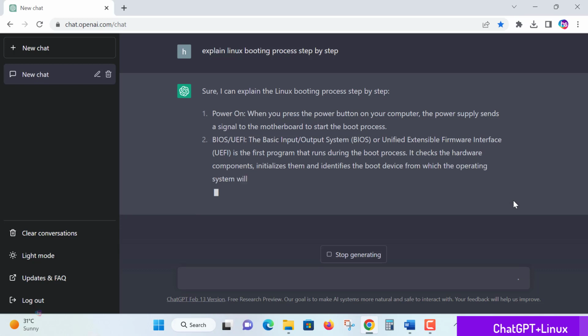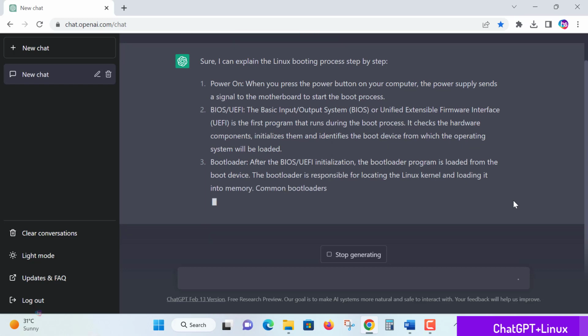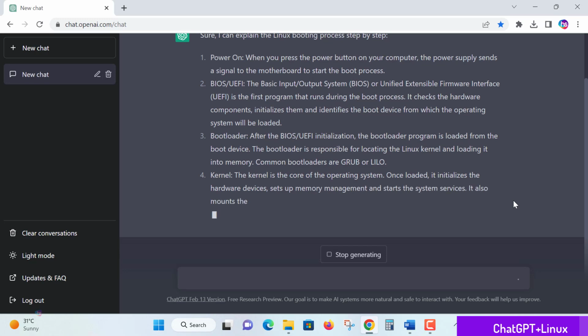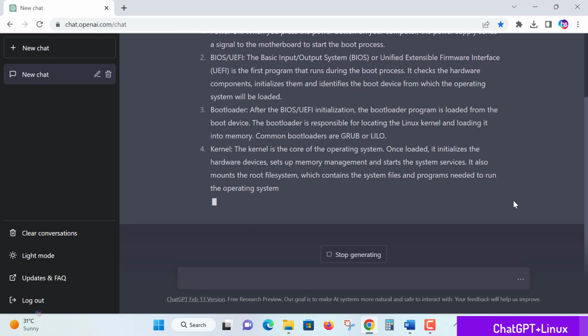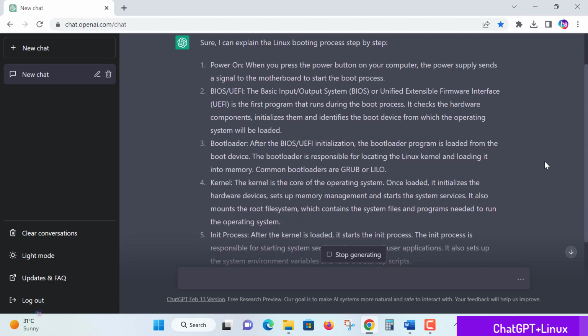So, the booting process step by step. Power on: first you need to switch on your machine, and the power supply sends a signal to the motherboard, starting the process. The second one is BIOS, Basic Input Output System, or UEFI, Unified Extensible Firmware Interface. These are very important, BIOS or UEFI. UEFI is used in some of the latest machines. Components are initialized and the booting device from where the operating system will be started is checked.